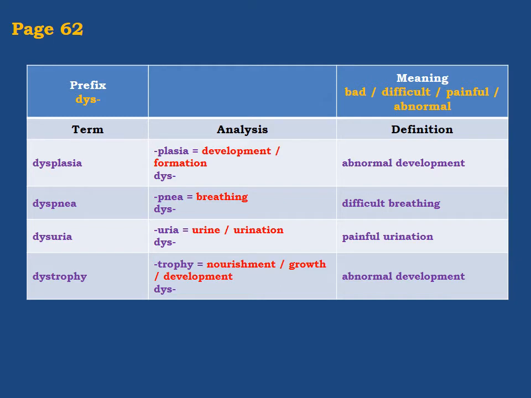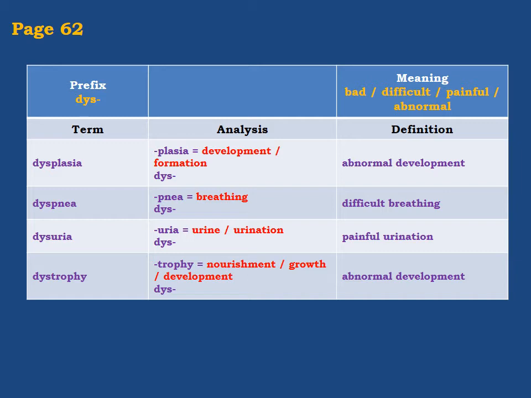Page 62, we have the prefix dis, and it means bad, difficult, painful, or abnormal. And I think you are familiar with this one. But if you remember earlier, we said that we cannot use all these meanings in one place. We have to choose the suitable meaning for the suitable term.